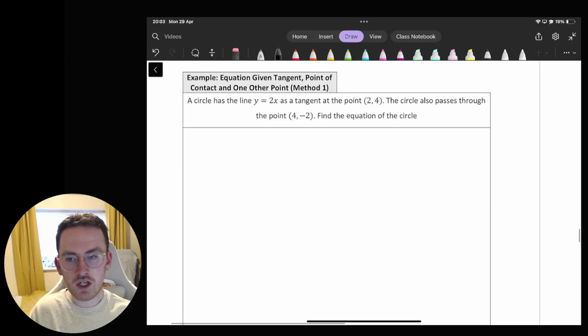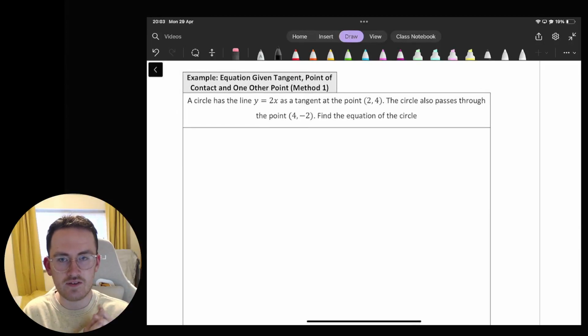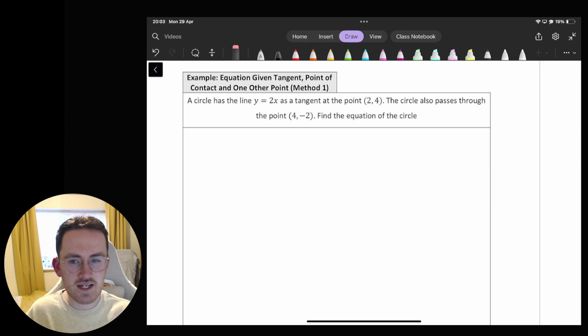Okay, so we're going to look now at another case of finding the equation of a circle, and this time we're looking at the equation of a circle where we're maybe given a tangent and the point of contact and one other point on the circle. Okay, so it's again another different type. So we're using those same ideas that were introduced in the last video, so that general introduction to finding the equation of the circle. So that's definitely one to catch the start of if you're unsure.